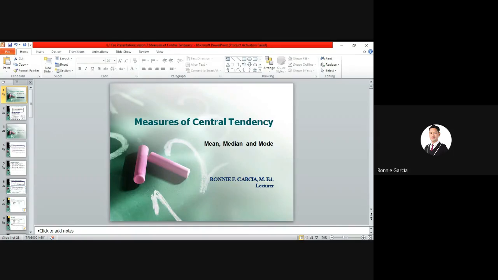So naay nag-raise og hand, wala na ako nakita. Kinsa pa ang gusto mag-speak about central tendency? We can actually read some answers here sa chat box from Miss Delalamon and Miss Batino.